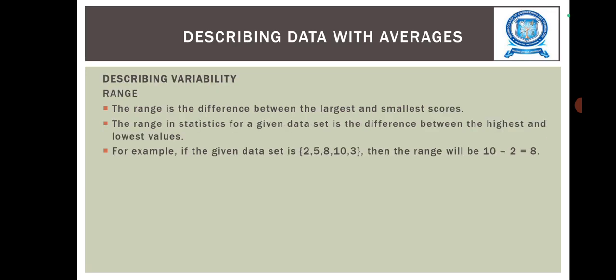Next we are going to see describing variability. Range. It is the difference between the largest and smallest scores. The range in statistics for a given data set is the difference between the highest and the lowest value. From the given data set, you are going to take one highest value and one lowest value. In the given data set, 10 is the highest value and 2 is the lowest value. So 10 minus 2 equal to 8, you will get the answer.